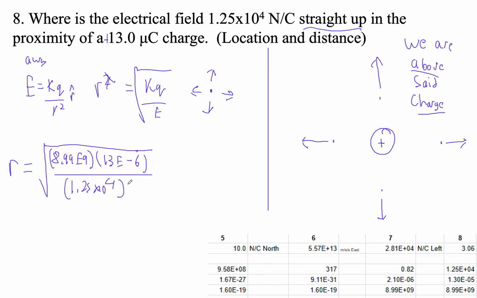and now I'm ready to do that. I'm going to do alpha F1 too. I'm going to throw a fraction in there because I'm just a fancy kind of guy. Okay, times 13 E minus 6, over 1.25 E to the 4th. I'm getting 3.06 meters. So we are 3.06 meters above the 13 microcoulomb, the positive 13 microcoulomb charge.